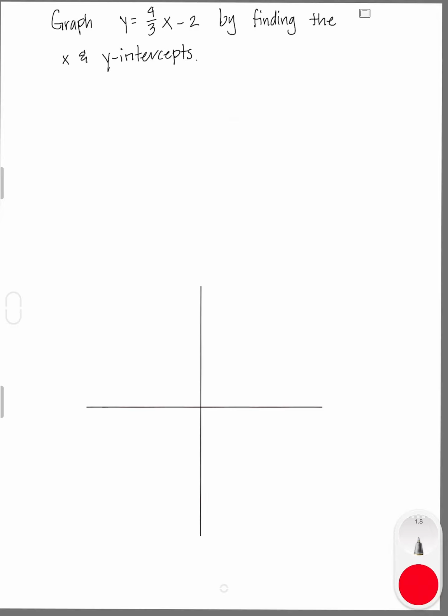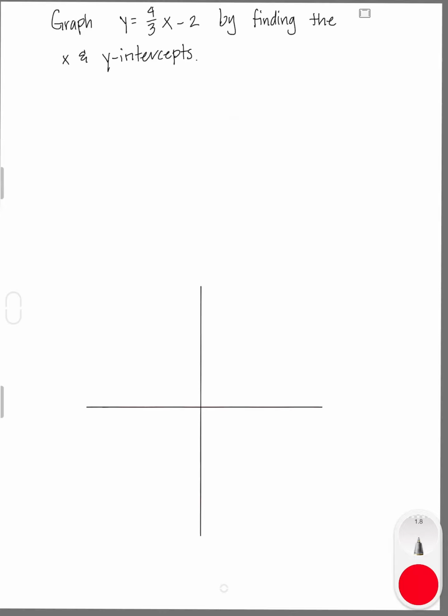Okay, so for this example, we want to graph a linear equation, which is y equals 4 over 3x minus 2, by finding the x and y intercepts. We do not want to find a table of values and then plot all of these points on the graph. No, what we want to do is just go ahead and find the x and y intercepts and then graph the line for the equation.